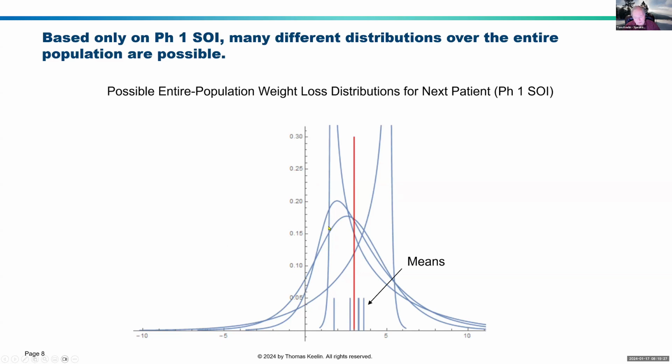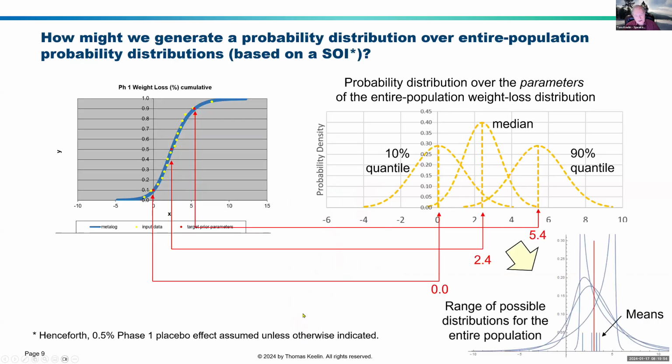And every one of these distributions has a mean. And some of those means may very well be greater than the success criterion, some may be less. And so the real question is, how can we appropriately generate a probability distribution over the possible probability distributions for the weight loss distribution? There are a couple of different ways of doing that. The way I'm going to do it is consistent here with what was in the 2021 paper.